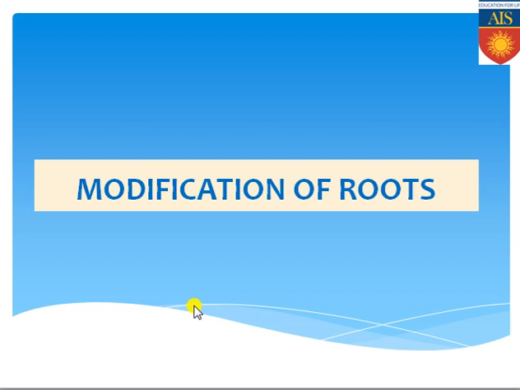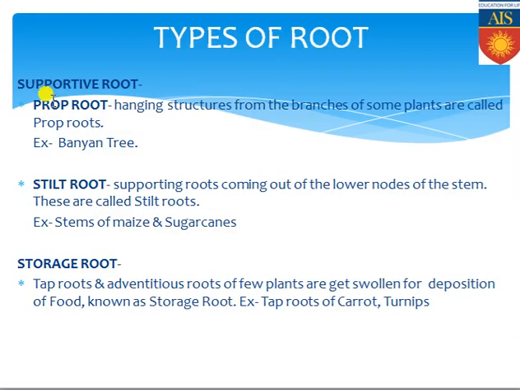Now we will move on to the modification of roots. Roots get modified for various kinds of activities, so based on the activities we have categorized them. First is the type of root based on support, which is called the supportive root. When roots provide support to the plant body, helping it stand erect and straight, that kind of root is called a supportive root.